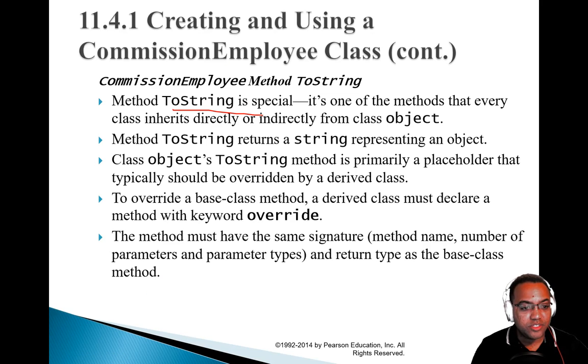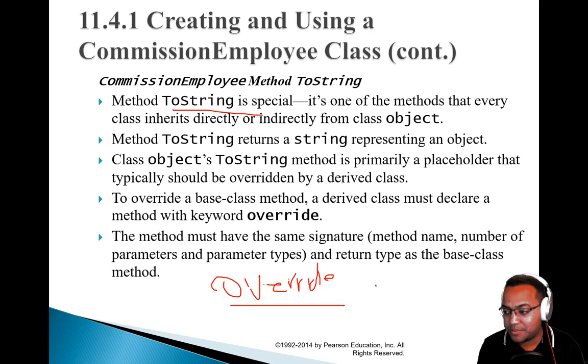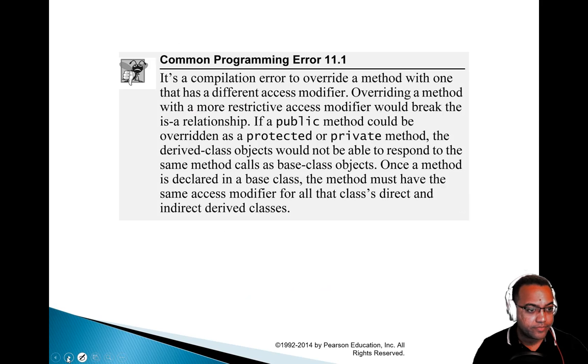So the ToString method is special. It overrode whatever method was being used in the base class object. This override means, hey, I want to change or modify the behavior of a method that I am inheriting. It's a compilation error to override a method with one that has a different access modifier. Access modifier means public, private, protected. Overriding a method with a more restrictive access modifier would break the is-a relationship.